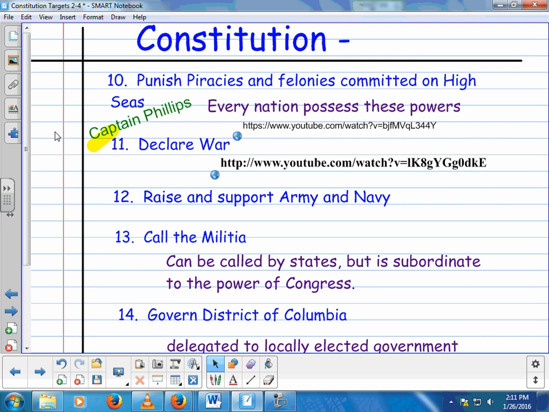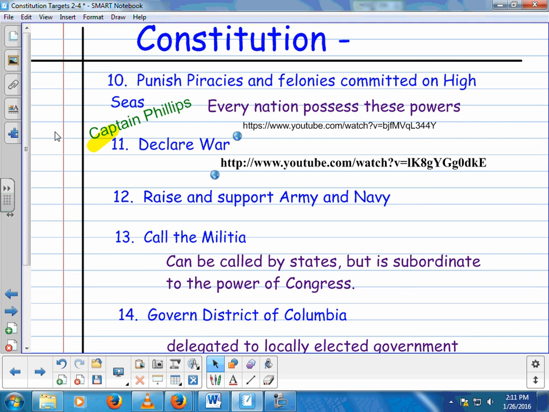Now, that doesn't mean there can't be additional conflicts in which our troops will go. Those are set under a different set of rules, and we'll talk about that when we get to the executive powers. Number 12, the Congress can raise and support Army and Navy. We obviously have that. We have an Army and a Navy.